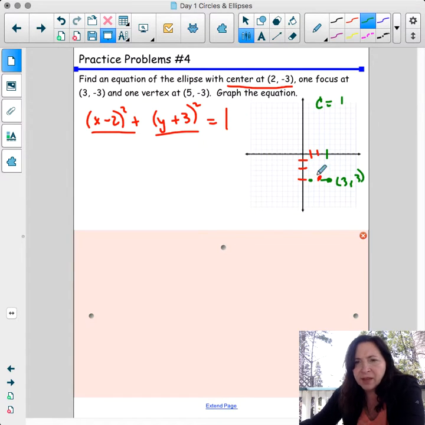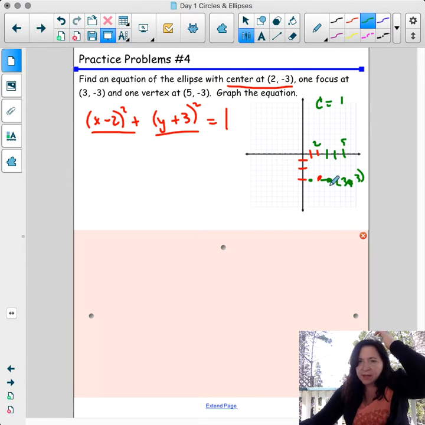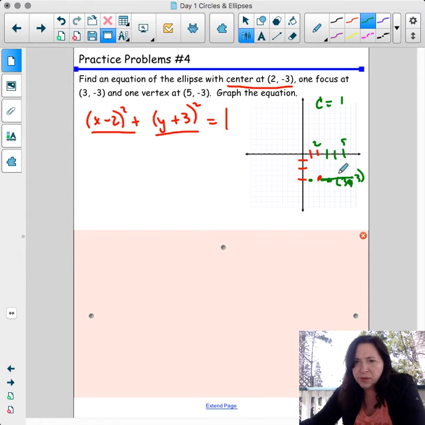I have one vertex at (5, -3). So if I was at (2, -3), and now this is at (5, -3), that means the distance from here to here is 3. So my a value is 3. That also means my foci are on my x-axis, which means the x-axis must be the largest axis, my major axis. So the value underneath x is going to be 9.